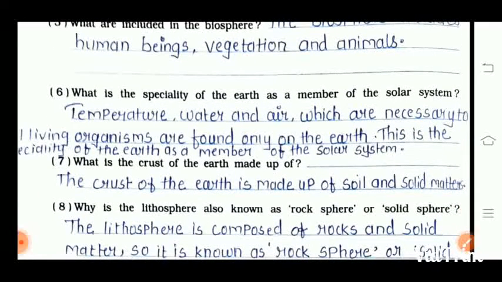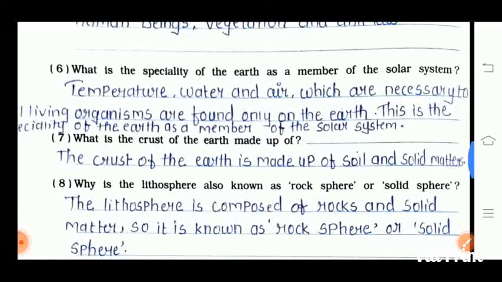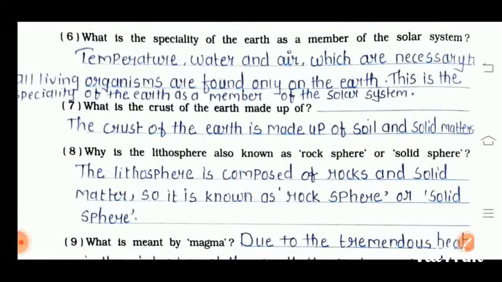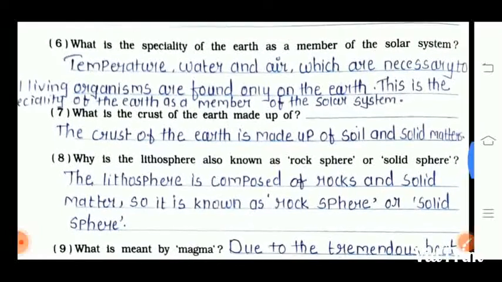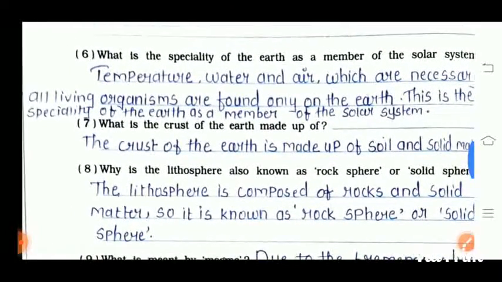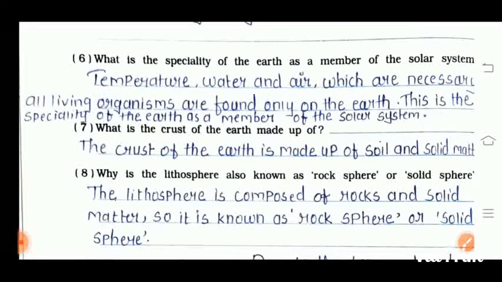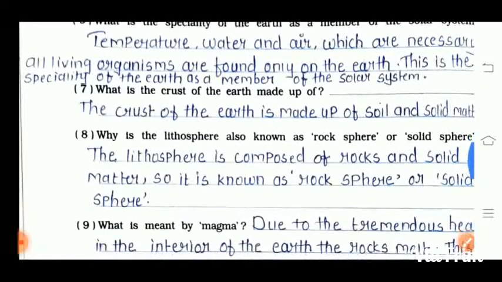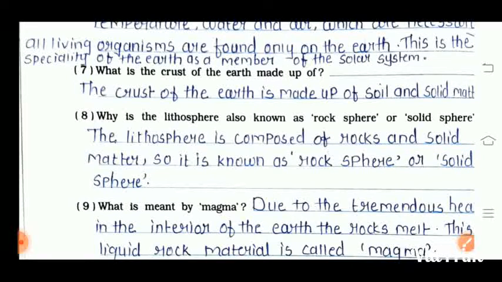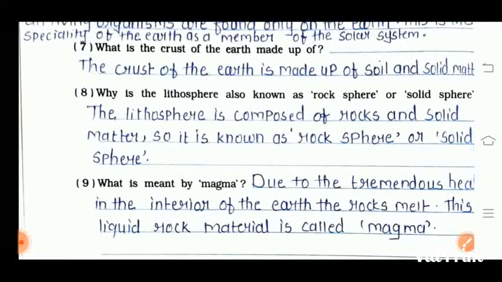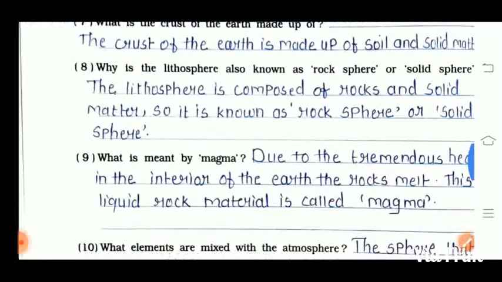Question number 6 is what is the speciality of the earth as a member of the solar system? Temperature, water and air, which are necessary to all living organisms, are found only on the earth. This is the speciality of the earth as a member of the solar family. Question number 7 is what is the crust of the earth made up of? The crust of the earth is made up of soil and solid matter.